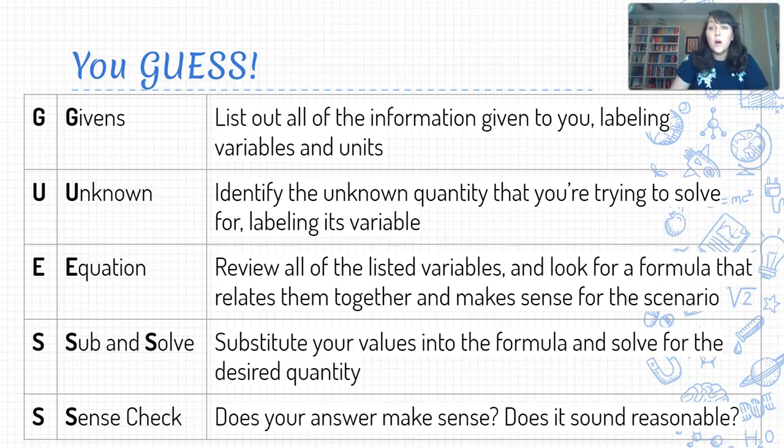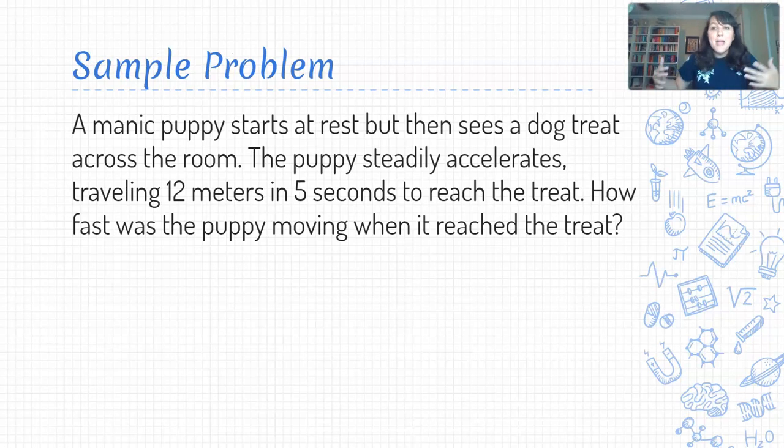All right, so let's walk through a sample problem together. So we got a manic puppy here. It's just chilling, hanging out, but then there is a dog treat on the other side of the room, and this puppy likes treats, all right? So it accelerates at a steady rate, and it goes 12 meters in the course of 5 seconds and gets that treat. And we want to figure out how fast the puppy was moving by the time it reached the treat, all right? So first step in our method is G.